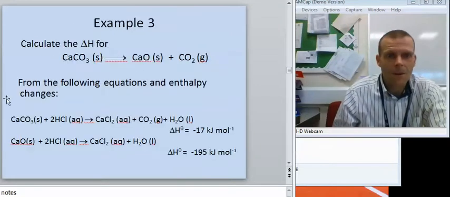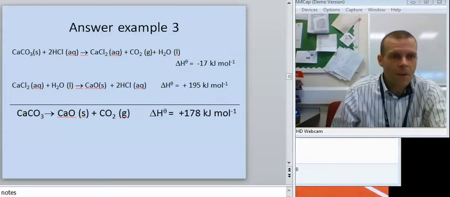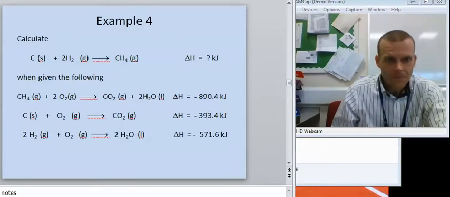Right, lovely. Another example, again, a little bit more practice for you. Have a go at that. There's the solution. Make sure that you're pausing these and having a go at them.